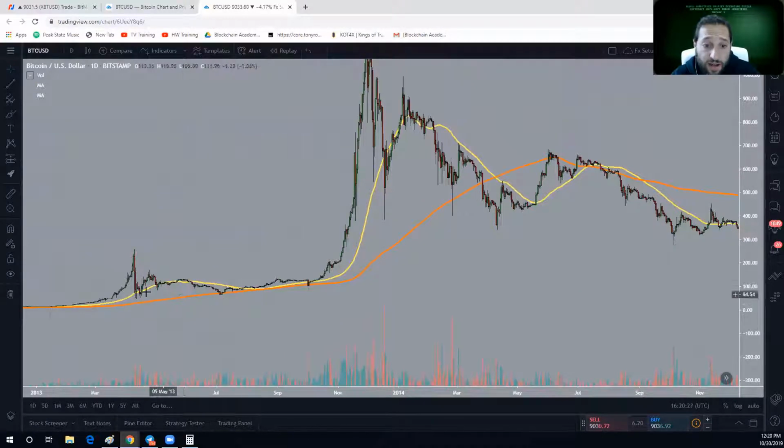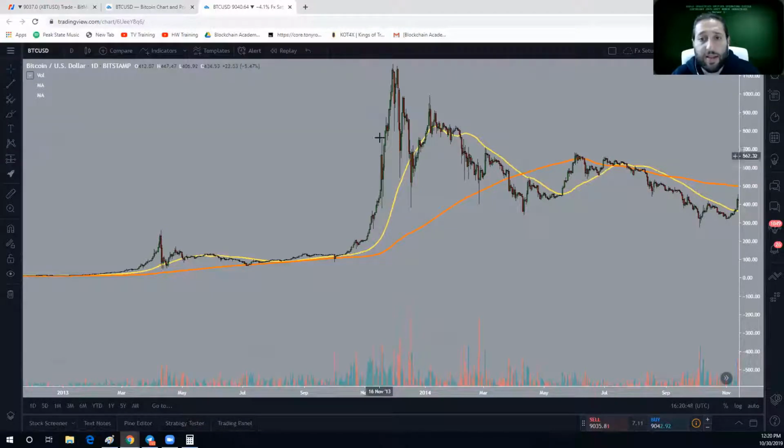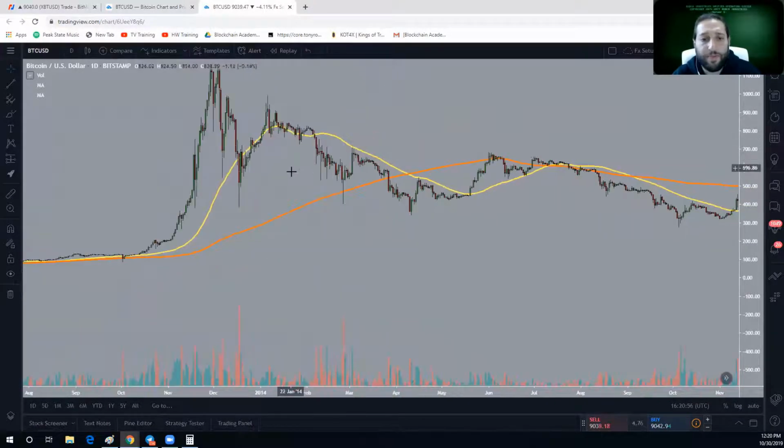You saw here, it broke above, buy signal, right here. It tested it, and it jumped off. Tested, broke through, broke back above. It traded on it for a few days, maybe a week or maybe 2 weeks, and then it just jumped off of it. You can see it was bullish. It was trending up while being above both moving averages.